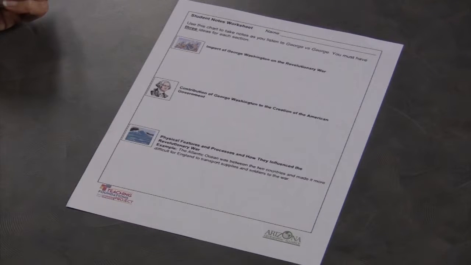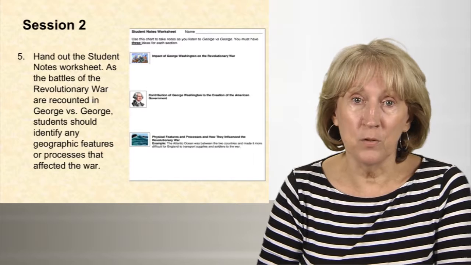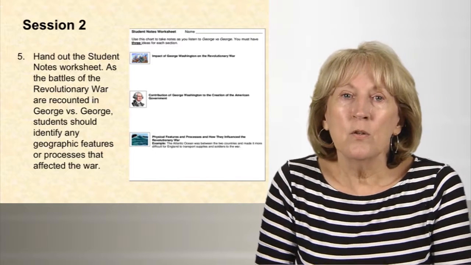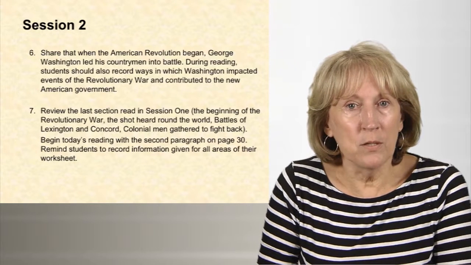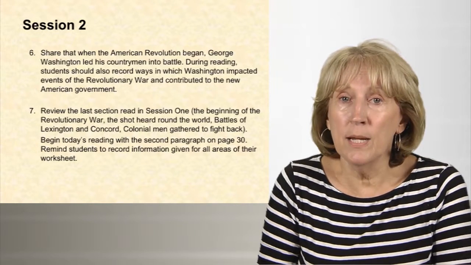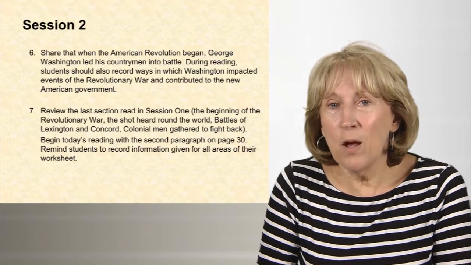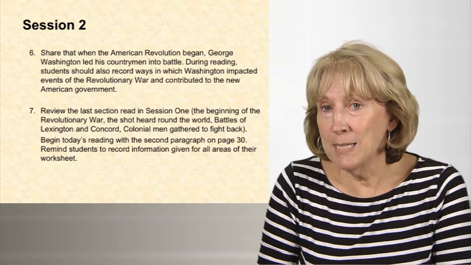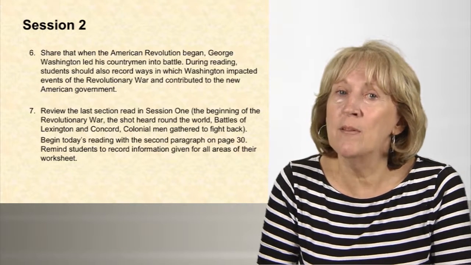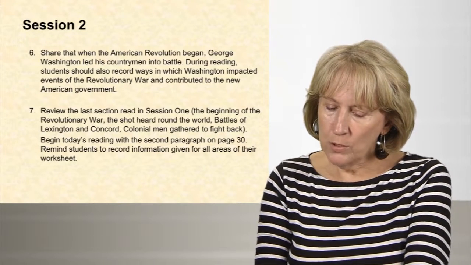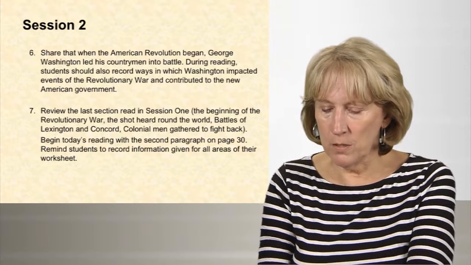As they're listening to you read in most cases, they are going to pick out other geographic features that actually do influence the war. They have to have at least 3 when they're done listening to the story. Using this same worksheet, you're also going to mention that George Washington, of course, played a great part in the war. As they're listening, they also want to write down information about Washington and how he may have impacted events of the Revolutionary War. We'll do that with the top part of this worksheet.